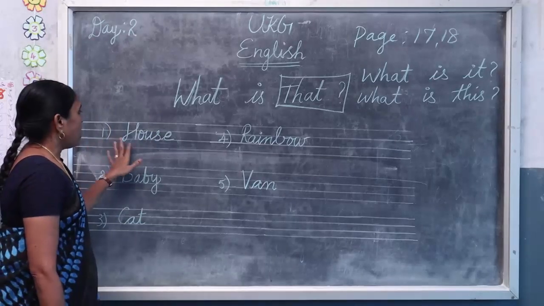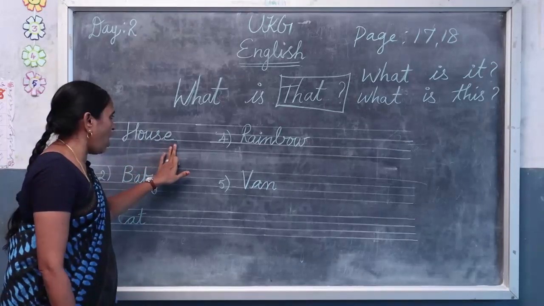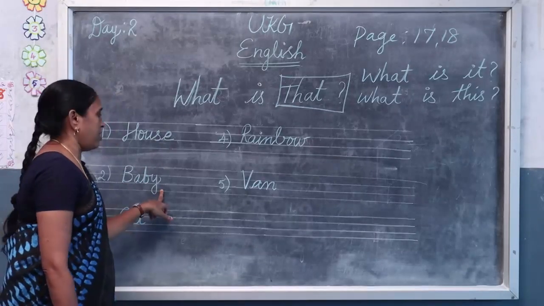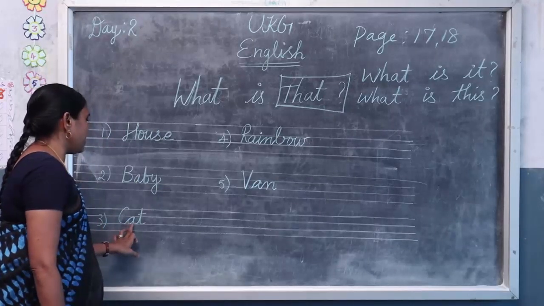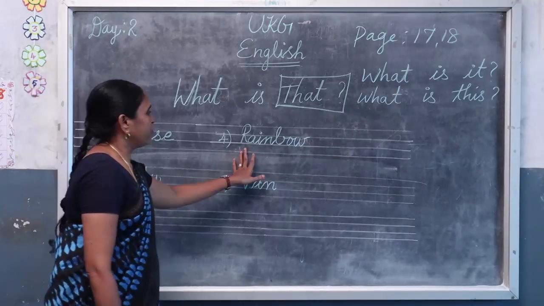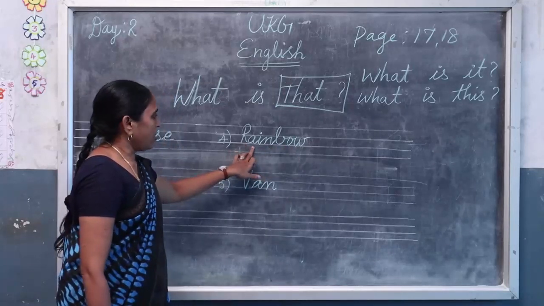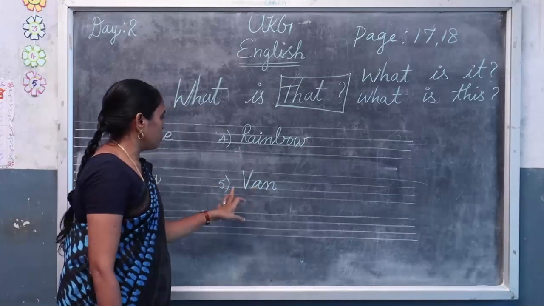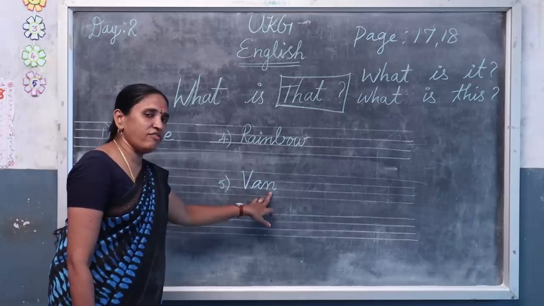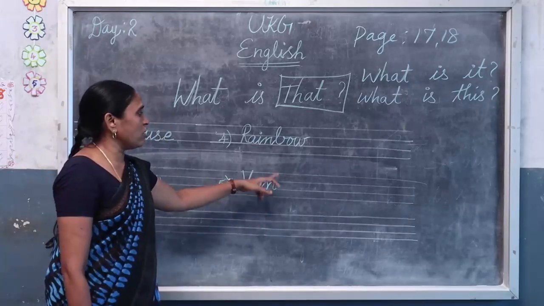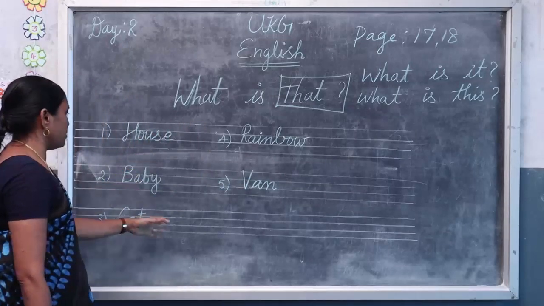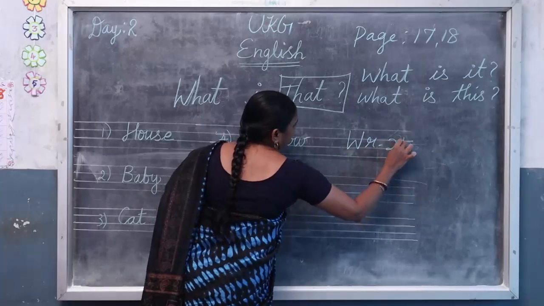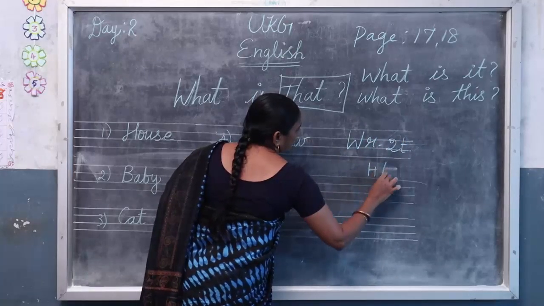First one, H-O-U-S-E, house. Second one, B-A-B-Y, baby. Third one, C-A-T, cat. Fourth one, rainbow, R-A-I-N-B-O-W. Fifth one, V-A-N, van. Students, take your homework note and write these words two times. Write these words two times in your homework note.